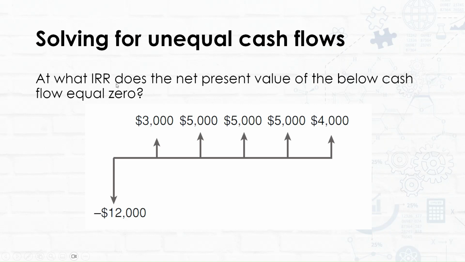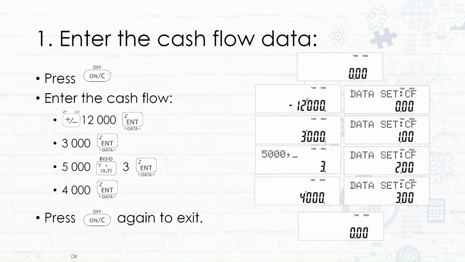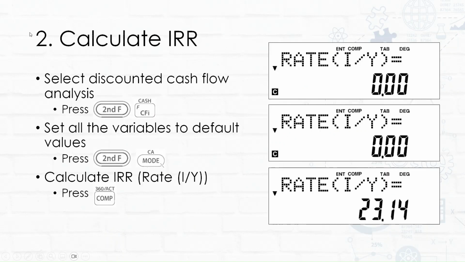So here's our first one. It says, at what internal rate of return does the net present value of the below cash flow equal 0? So you first spent $12,000, and then you have $3,000, $5,000, $5,000, $5,000, $4,000. Your first step is obviously to input this cash flow data, and we'll go through that briefly on the calculator. Your second step is to calculate your internal rate of return.